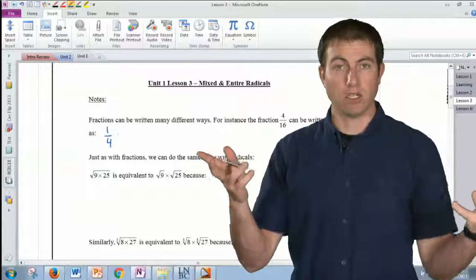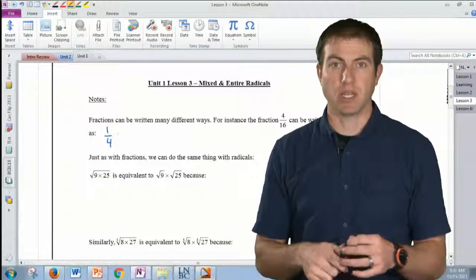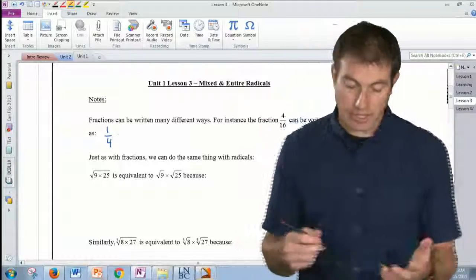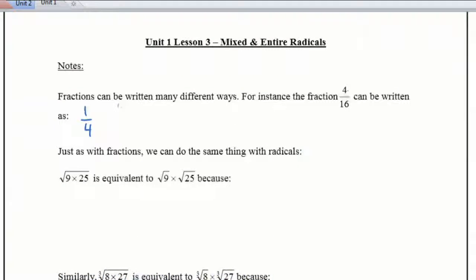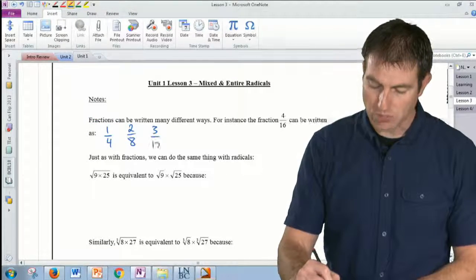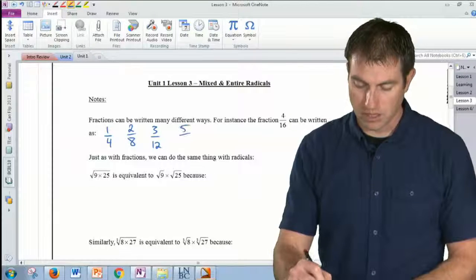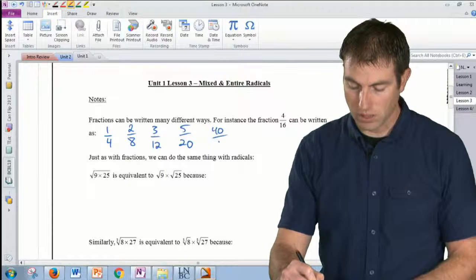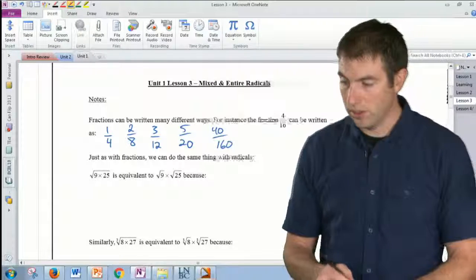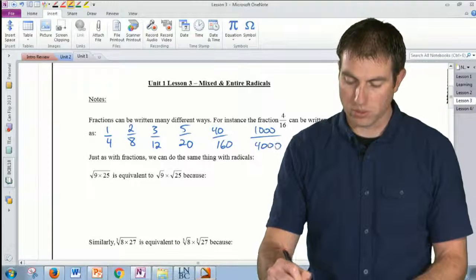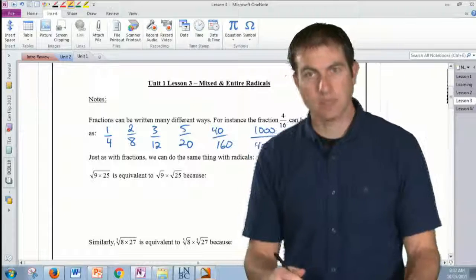Does it have to necessarily get simplified? No, I can make it larger. I could multiply both the top and bottom by something, and it'll still give me the same decimal, 0.25. So if I multiply both the top and bottom by 2, I could get 2/8. 2 divided by 8, still 0.25. I could write it as 3/12, 5/20, 40/160, or I could write it as 1,000/4,000. It doesn't matter.